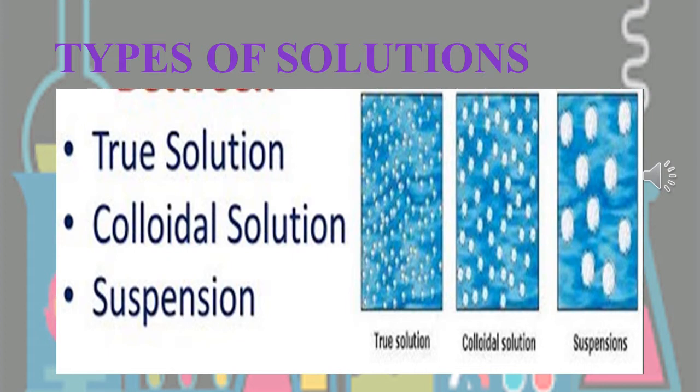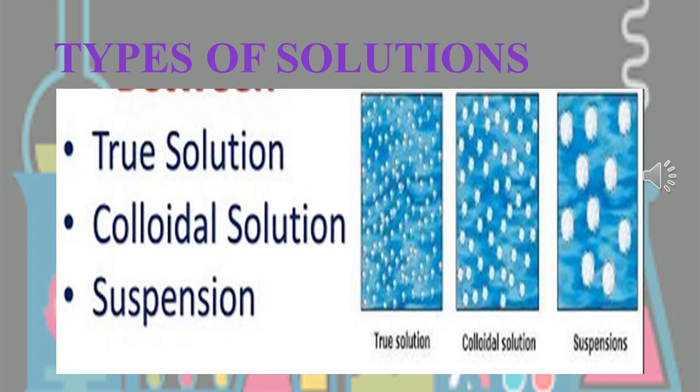For example, let us take a sugar solution. In this, sugar acts as a solute and water acts as a solvent, and it forms a sugar solution. When sugar is added in water, it will completely dissolve in water. In that case, we get a clear solution and the particles never settle down at the bottom of the glass. This type of solution is known as a true solution.